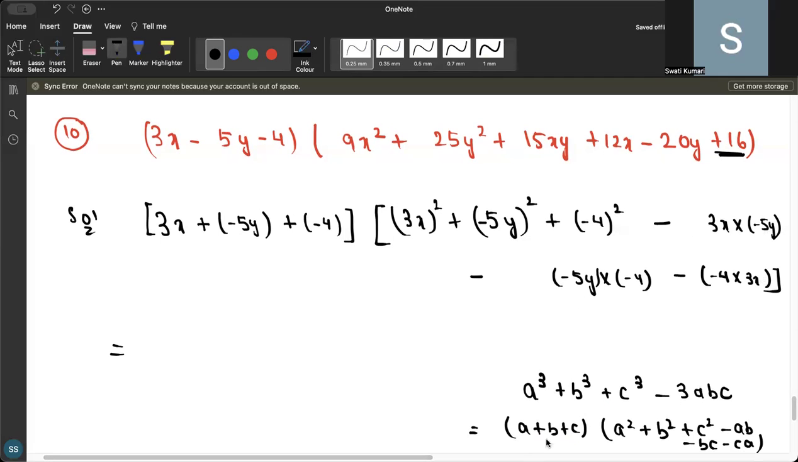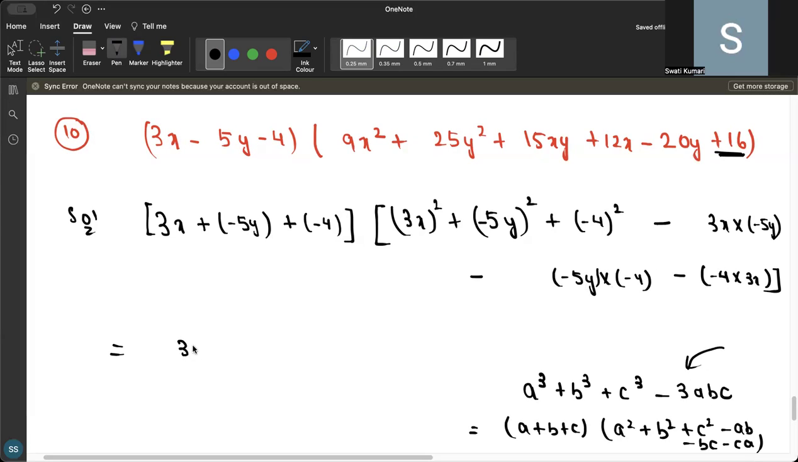Now, if you notice, we have the RHS part written here. Let us understand. A plus b plus c, a plus b plus c. A square, b square, c square, minus ab, which is giving you plus 15xy. Minus bc, so minus b into c, 5y into minus 4, of course, it is giving you plus 20y, and minus is here. And then minus c into a, right? So this whole thing is nothing but your RHS part.